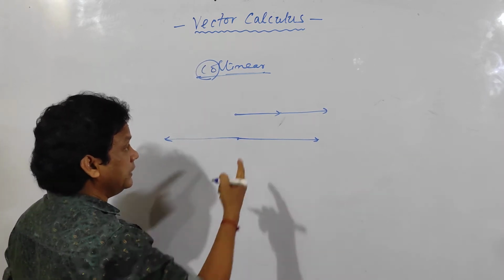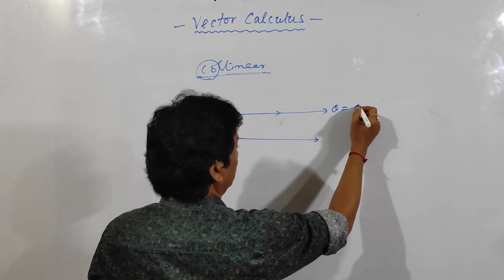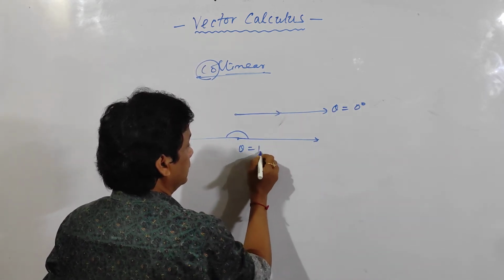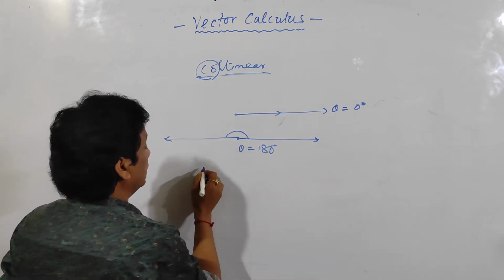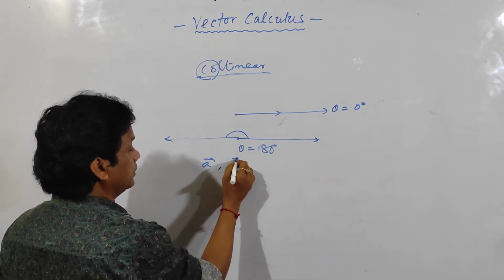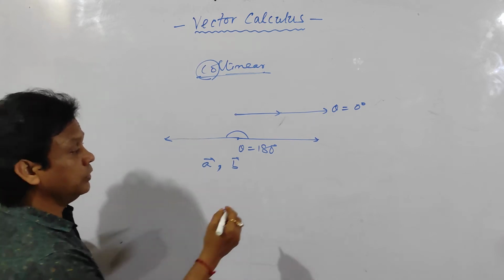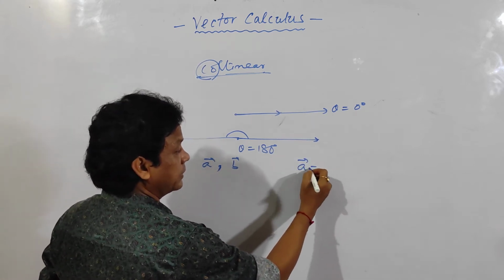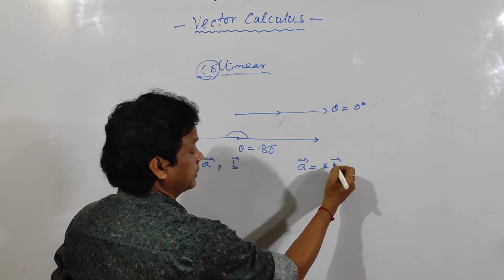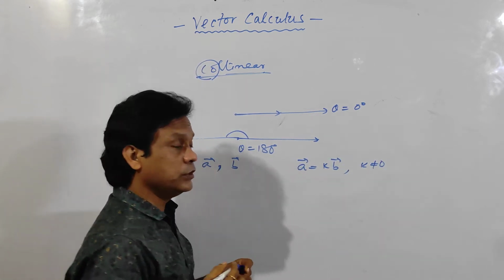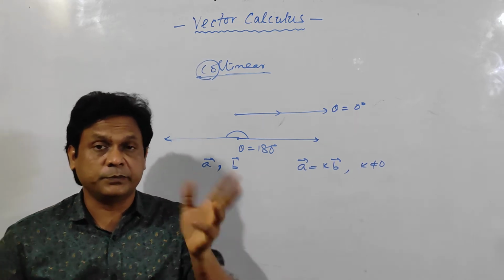In this case, they are moving in opposite directions. Clear? And in this case, theta is equal to 0 degrees, the angle between the two vectors. And in this case, theta is equal to 180 degrees. And there are two vectors, A vector and B vector. These two vectors are said to be collinear if one of the vectors is a scalar multiple of the B vector, and this scalar is unequal to 0. That means it may be positive, it may be negative.